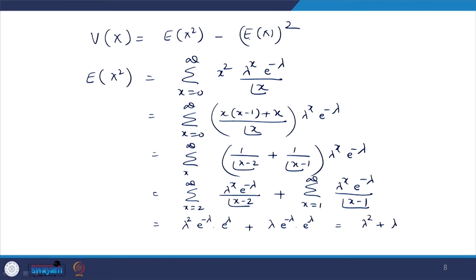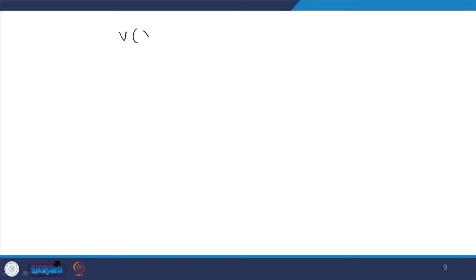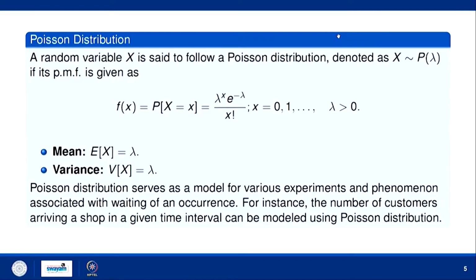Now, you can find out variance using this expression. So, finally, variance will be lambda square plus lambda minus lambda whole square. So, it is lambda. So, we can say that the mean and variance of a random variable following Poisson distribution are the same, both are lambda. Now, for which type of problems is it used?